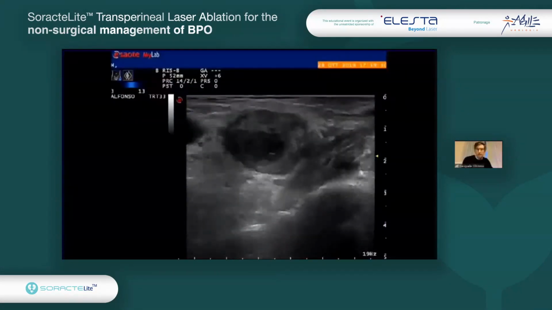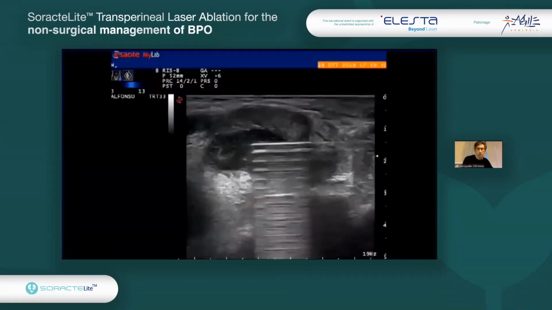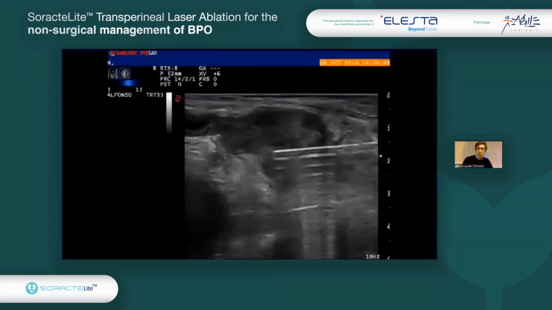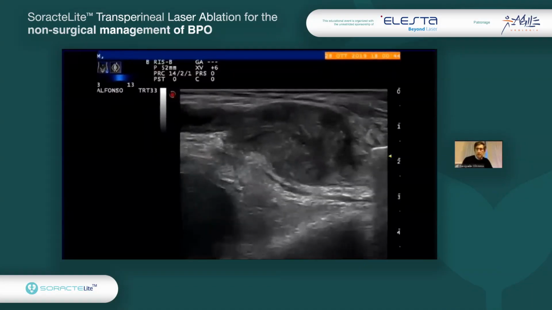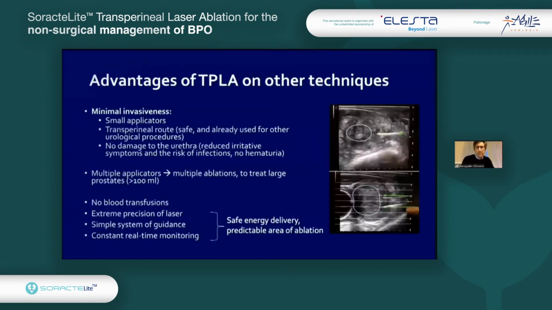We drained it transperineally, and this is the video. I'll show you the procedure we did at the end. And after that, the patient was in very good condition and resolved all the symptoms. There is an ongoing study, the Dutch study. It was supposed to come in late 22, probably COVID delayed the results, but we know it's going to come out. So what are the advantages of TPLA?